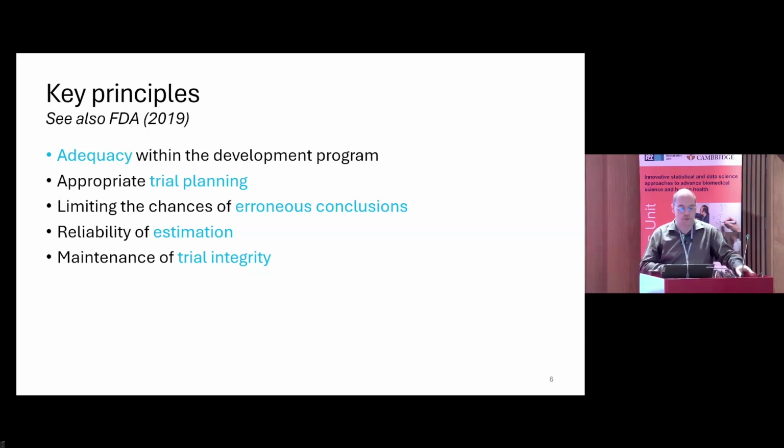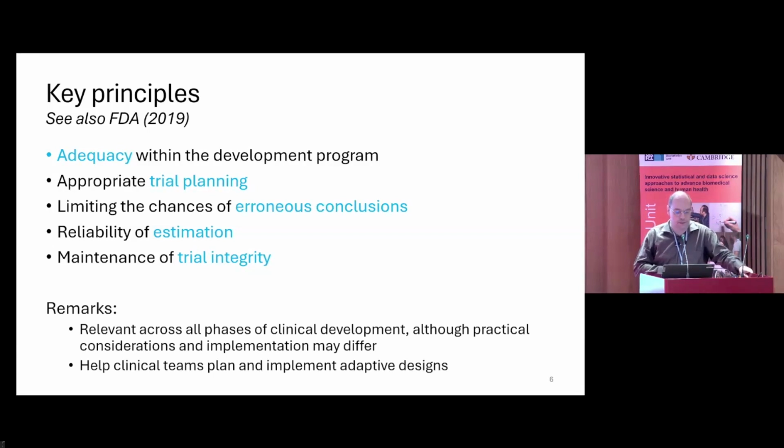Now, these principles, of course, would also capture the validity and integrity that we have heard about this morning. I think, Thomas, in your definition, you had integrity and validity, and I see them captured by this list. These principles would be relevant across all phases of clinical development, be it exploratory or confirmatory trial, although the practical considerations and implementation may differ. Importantly, I feel that having such principles in place could greatly help clinical teams plan and implement adaptive designs. It's almost like a blueprint. It really helps, like, okay, have I considered these 5 bullet points that you see on the slide? And I do sometimes ask the teams internally, have you looked into these?